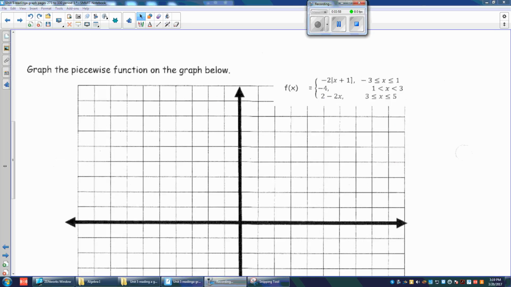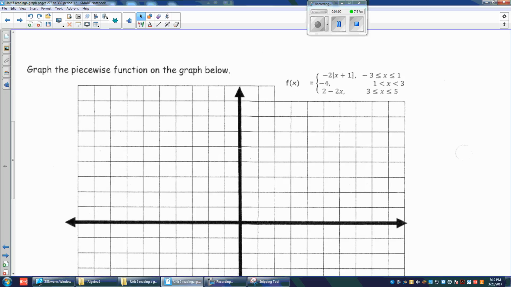Now it says graph the piecewise function on the graph paper below. When I graph something that is piecewise, I'm still only going to pay attention to these. I go from -3 to 1, 1 to 3, good, 3 to 5, it's continuous there. So I'm going to go from -3 to +5. Not going to go anything on that side. So I'm going to start at -3.